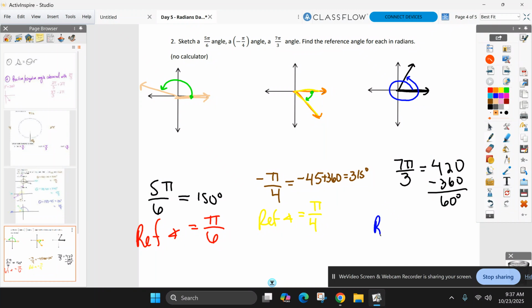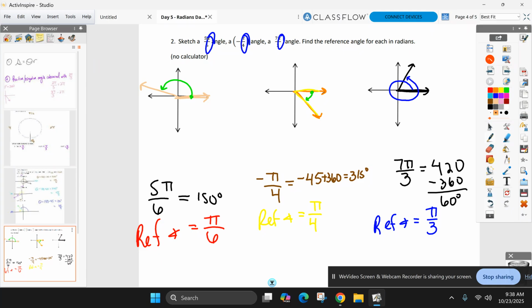And then finally, reference angle, 60. Yep, which is also known as, in radians, pi over 3. You guys seeing? Look. Pi over 3, pi over 4, pi over 6. There's my reference angle.